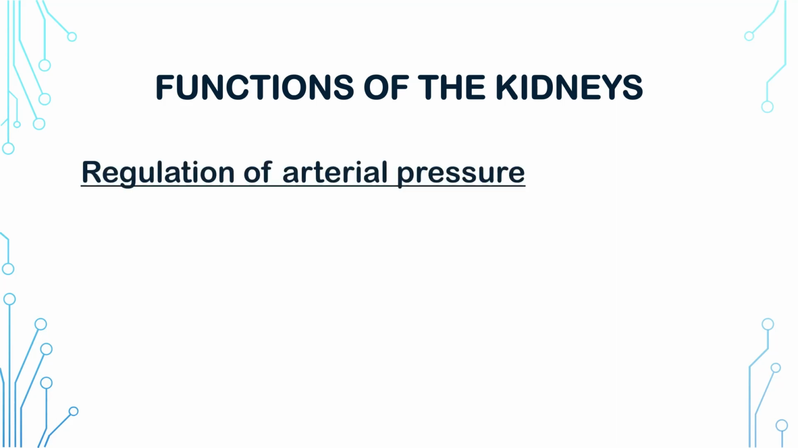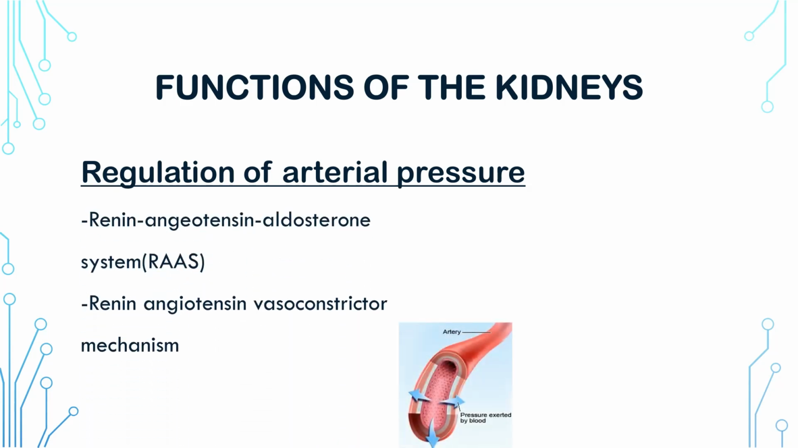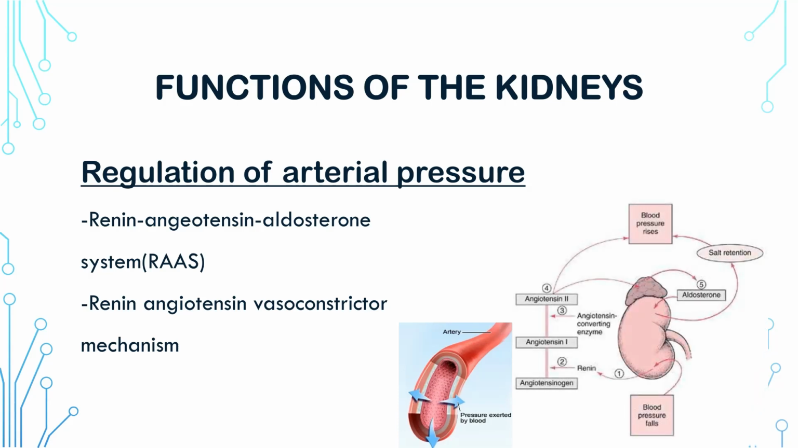Kidneys play an important role in regulation of arterial pressure by the renin-angiotensin-aldosterone system, the renin-angiotensin vasoconstrictor system, the renal body fluid mechanism, and excretion and reabsorption of sodium and water.